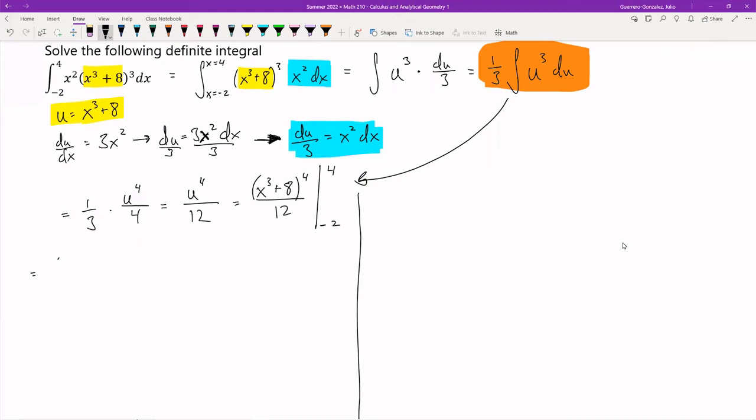So this is going to be 4 cubed plus 8 to the 4th power divided by 12 minus -2 cubed plus 8 to the 4th power all over 12. Okay, this is now equal to, handy dandy calculator, 4 cubed plus 8, and that to the 4th, something massive, divided by 12.